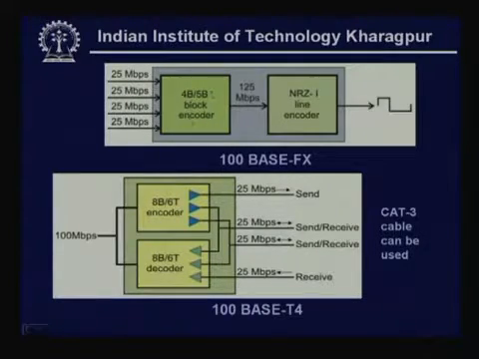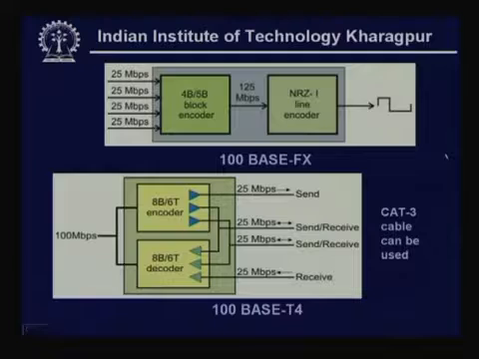However, by using this encoding, it is possible to recover the clock. That means clock synchronization is achieved. There is enough number of transitions in the signal. And in case of fiber optic medium, instead of using MLT3 encoding, NRZ line encoding is used as it is shown here. So, it has 2 levels.